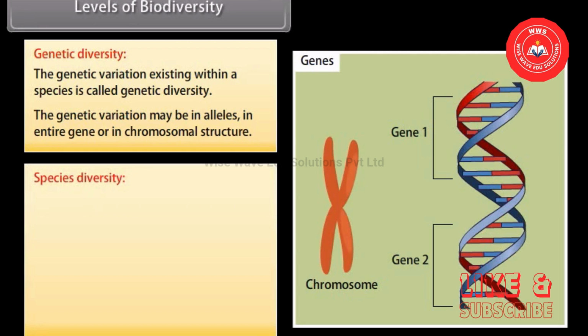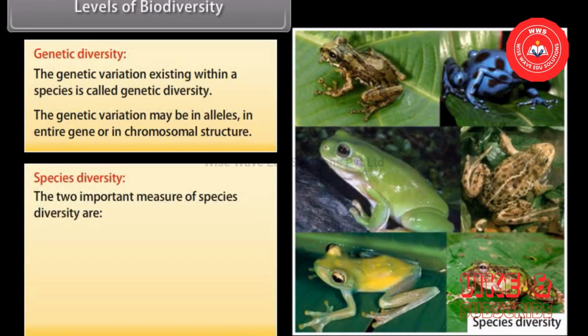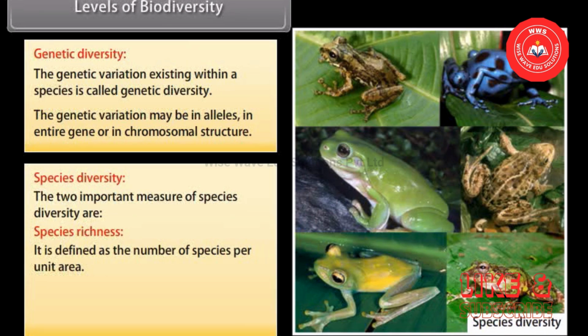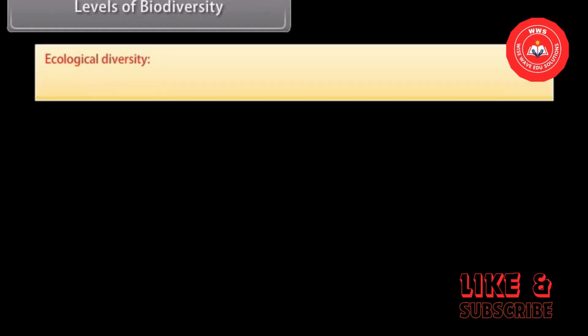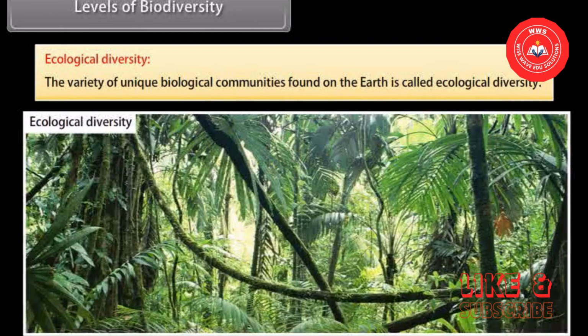Species diversity. The two important measures of species diversity are species richness. It is defined as the number of species per unit area. Species evenness. It refers to the relative abundance with which each species is represented in an area. Ecological diversity. The variety of unique biological communities found on the earth is called ecological diversity.